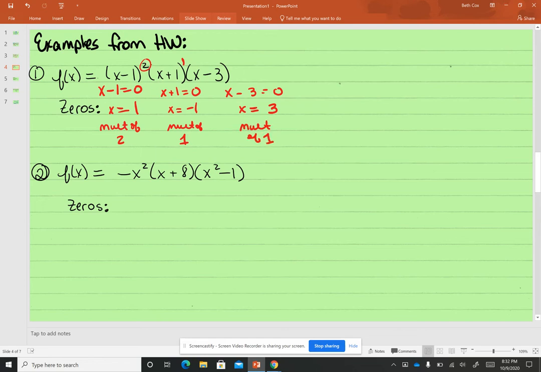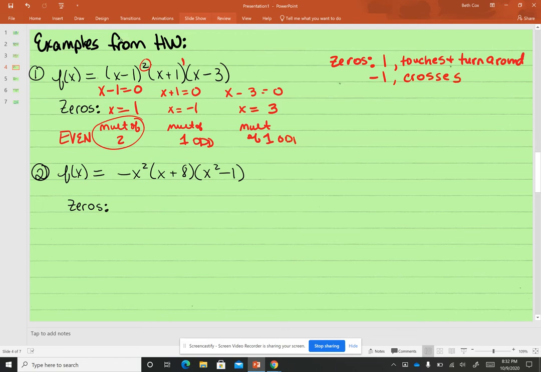So what about our graphs? Okay, so we have the zeros. We have 1, and it's a multiplicity of 2, which is even. So this is going to touch and turn around. We have -1. It's odd, so it's going to cross. And we have 3, which is a multiplicity that is odd, and so it's also going to cross. That's number 1. Let's look at another one.